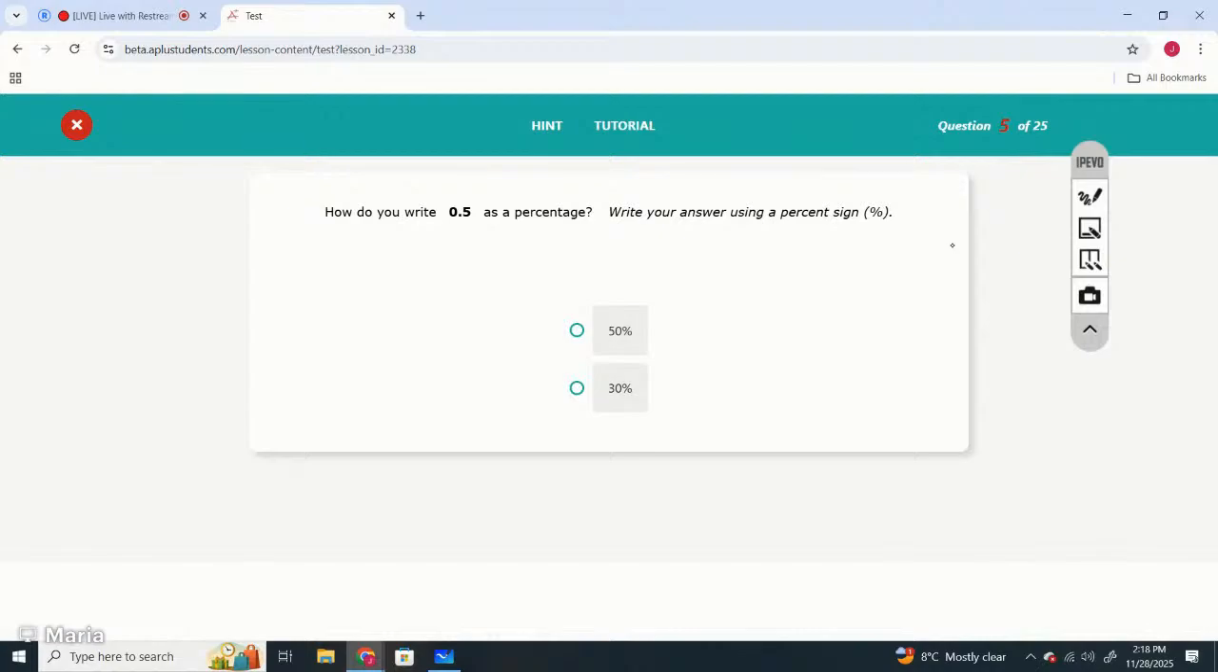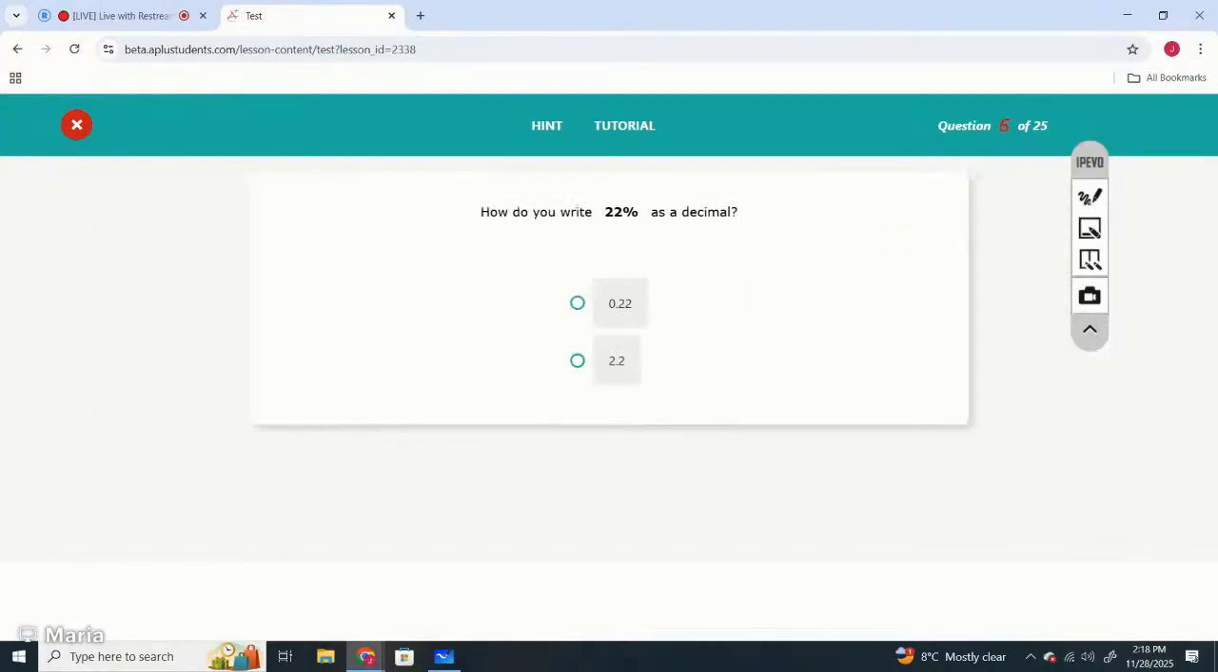How do you write 0.5 as a percentage? So we need to do 0.5 times 100. That is 50%. Option number 1 is the correct option.